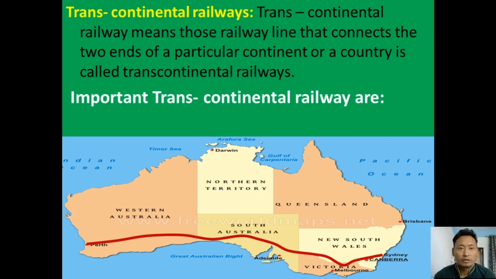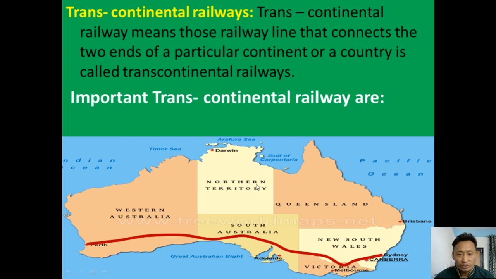In roadways, we learned about the highways. Same as in railways, we are going to learn about transcontinental railways. What is meant by transcontinental railways? Transcontinental railways are those railway lines that connect the two endpoints of a particular continent or a country.